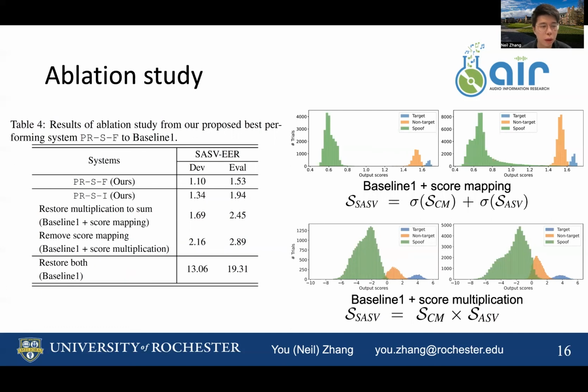And PRSI is similar to the baseline one method, because baseline one is also a direct inference method. The only difference is that we applied both score mapping and score multiplication based on our probabilistic framework. If we restore the multiplication to sum, the performance also degraded. And if we only remove the score mapping, where the system is now baseline one plus score multiplication, the performance is also degraded. And if we restore both, the system becomes baseline one. On the right, we plot the score distribution for these two systems, and we show that score mapping and score multiplication are both useful, but the performance is not as good as ours.